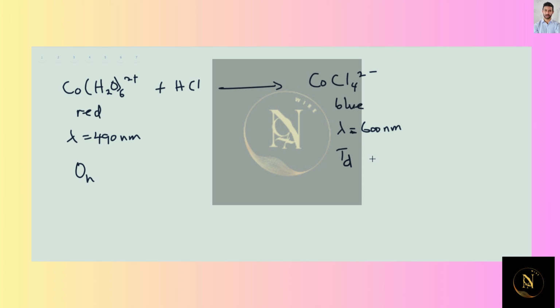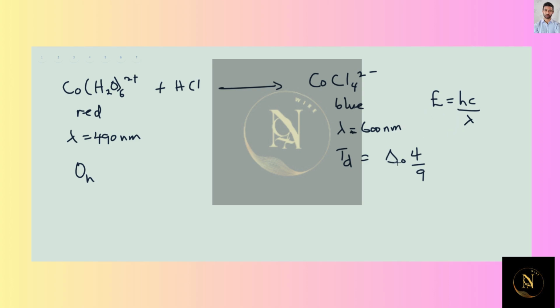And the crystal field splitting energy of the tetrahedral is 4/9 that of the octahedral. So that makes sense because the energy for the transition in the cobalt tetrachloro complex will be smaller than the energy gap in the octahedral complex. And that will cause this to absorb at a longer wavelength because energy is inversely proportional to wavelength. So the higher the energy, the shorter the wavelength, and the lower the energy, the longer the wavelength.